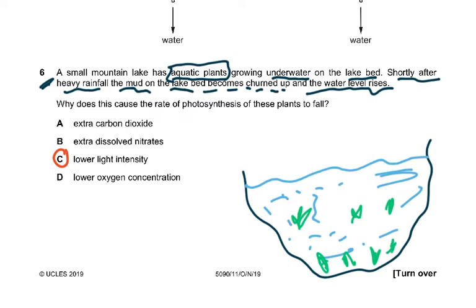Now heavy rainfall, the mud on the lake bed. So what do we have? We have mud here. It becomes churned up. So this mud starts to disperse inside the pond, and the water level rises a bit.